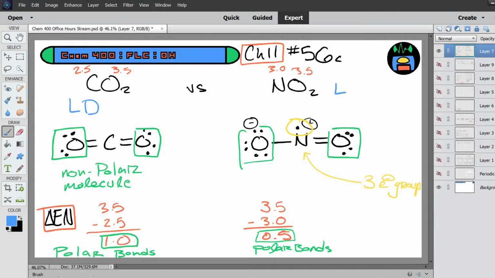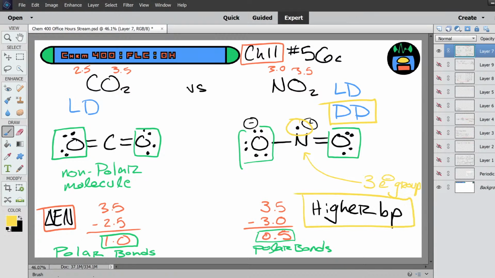So NO2 has London dispersion and dipole-dipole because it has a stronger intermolecular force. That means that NO2 will have a higher, what are they asking about? Boiling points? Yeah. Higher boiling point.